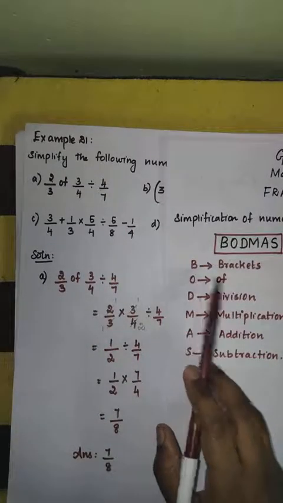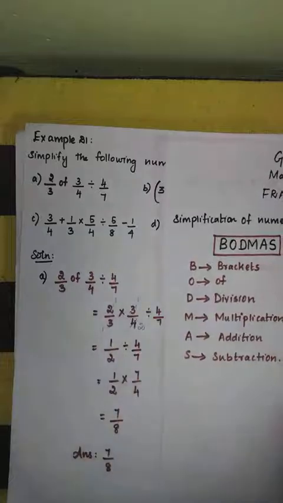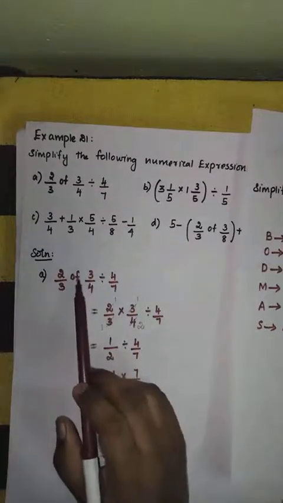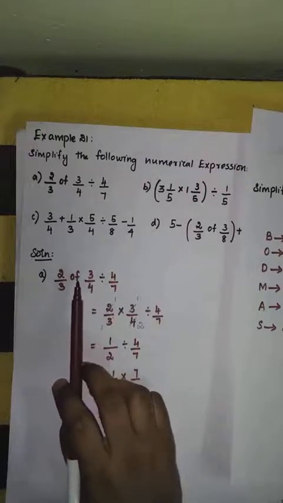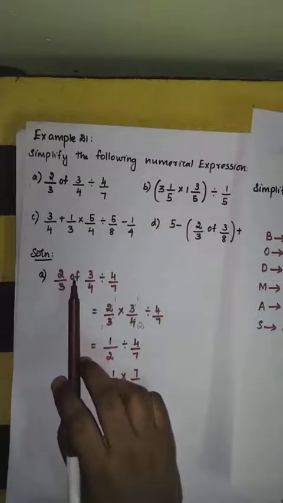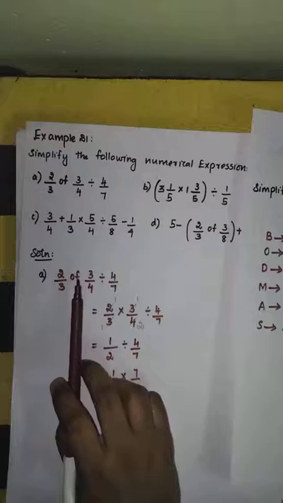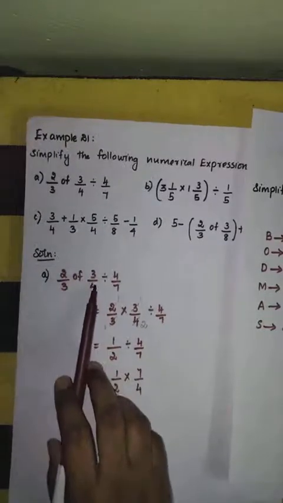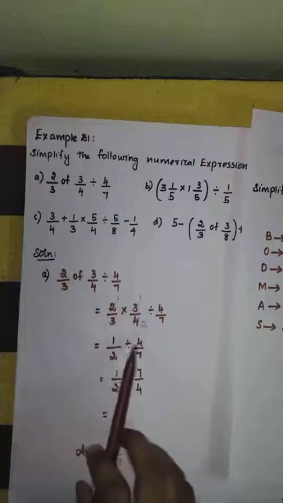Then O. O means of. Check whether the word 'of' is there. So here it is 'of'. Of means multiplication. We all know of means multiplication. So we need to multiply 2 by 3 of 3 by 4. So 2 by 3 of 3 by 4 is 1 by 2.